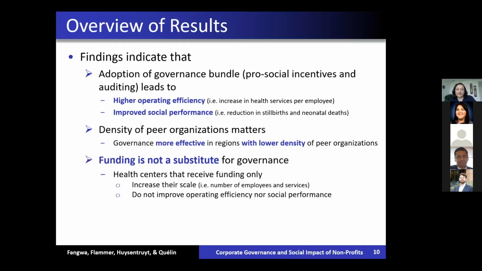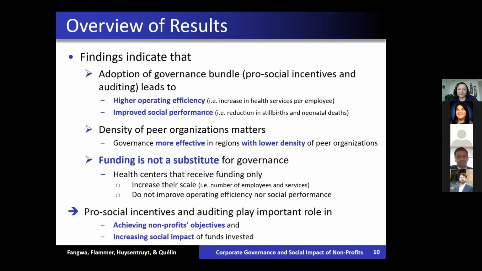And last but not least, we find that funding is unlikely a substitute for governance. That is, health centers that only receive funding increase their scale, meaning they hire more employees and provide more services, but they don't manage to improve their operating efficiency nor social performance. So overall, these results suggest that pro-social incentives and auditing play a key role in achieving the nonprofit's objectives and increasing the social impact of the funds invested.